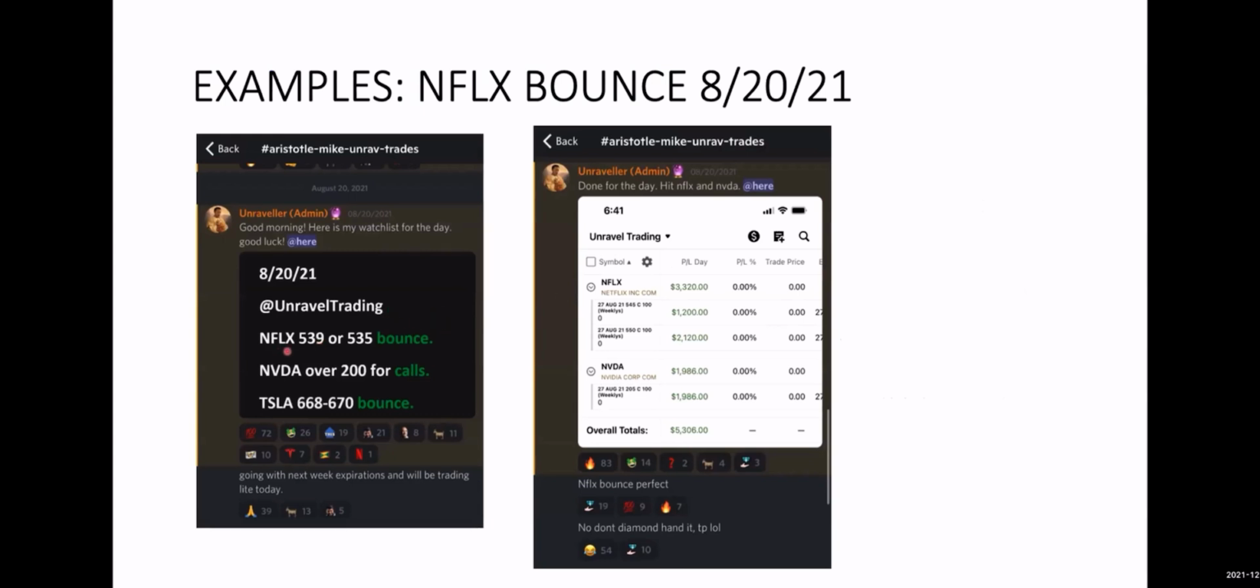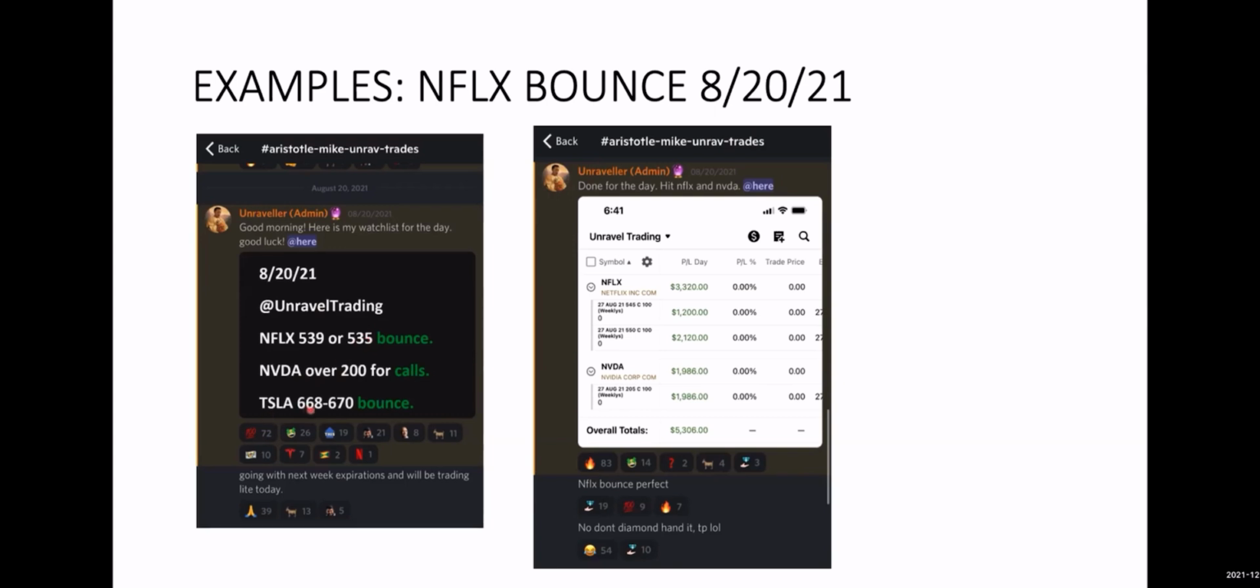So let's take a look at the first example, Netflix 539 or 535 bounce. What I'm trying to say here is that Netflix may bounce at 539. If it doesn't bounce at 539, it's going to bounce at 535. That's what I'm trying to say here. Okay. Can you guys read the signal now? Can you guys read this better after what we've covered so far?